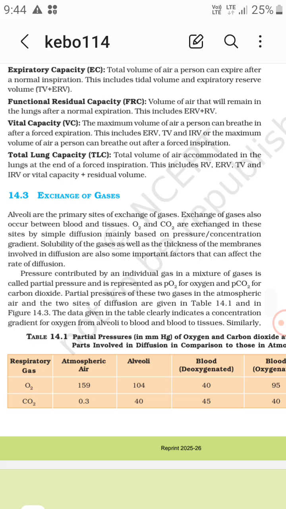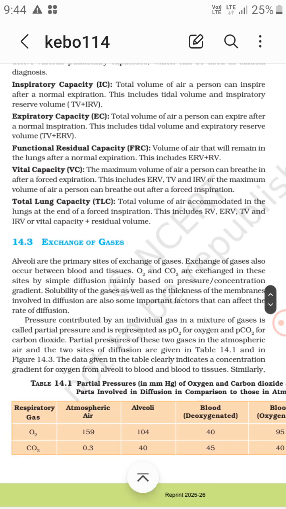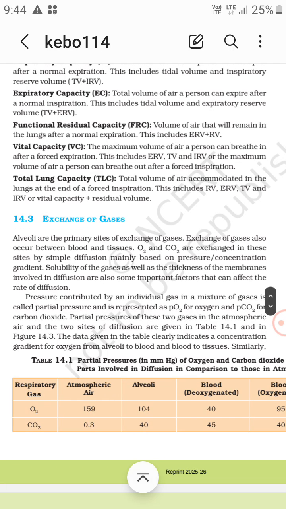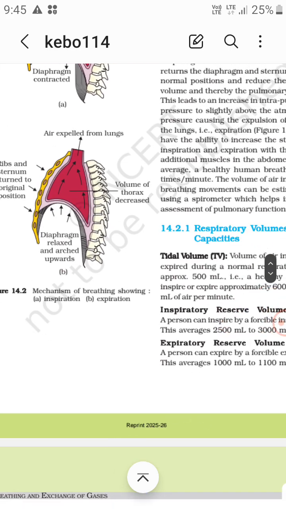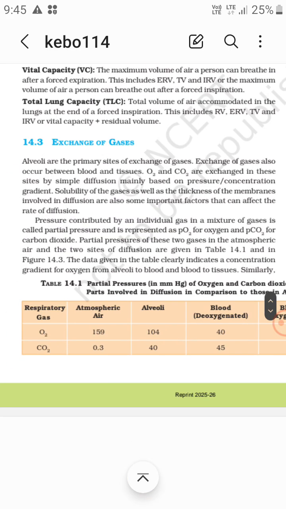Now total lung capacity, that is TLC, is the total volume of air accommodated in the lungs at the end of a forced inspiration. Now with all your powers, when you inspire forcefully and completely, whatever is inside the lungs is the TLC, the total lung capacity. This includes RV, that is residual volume, ERV, tidal volume and IRV. So everything, right? Residual volume, ERV, TV and IRV, or vital capacity plus residual volume. So these are all your respiratory volumes and capacities, right?